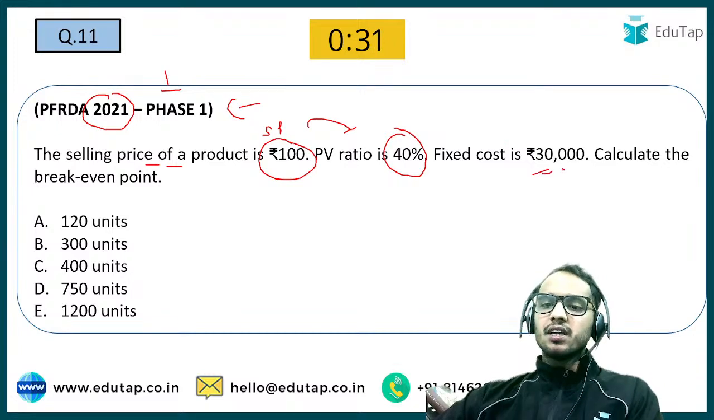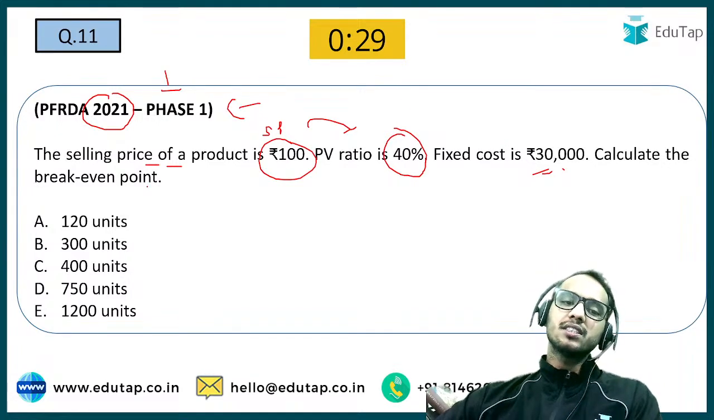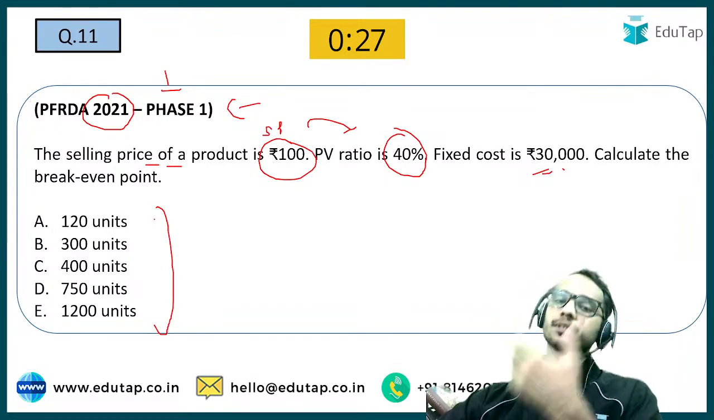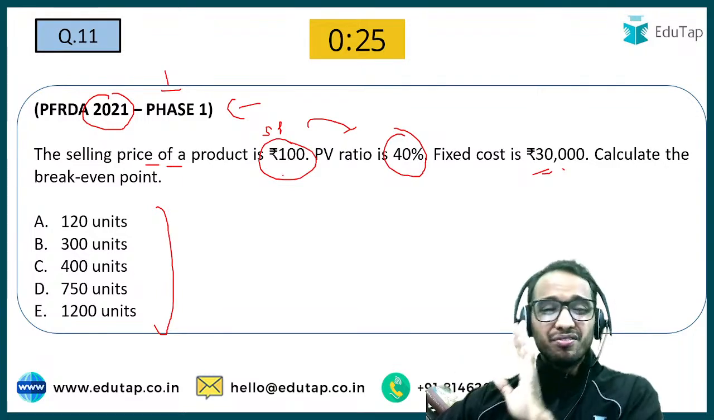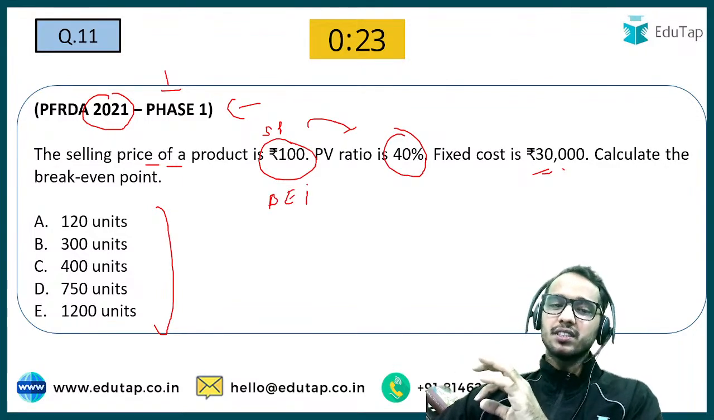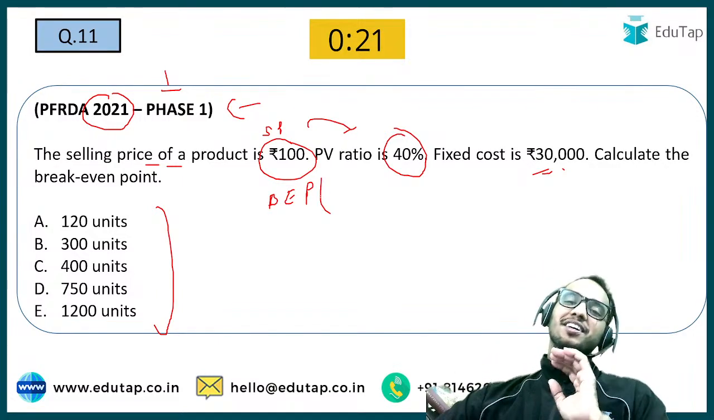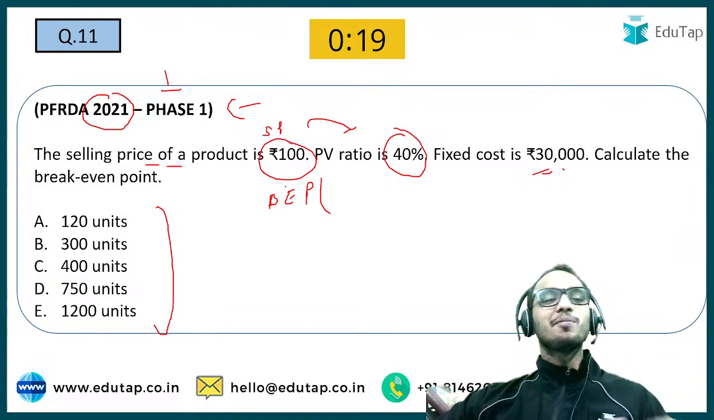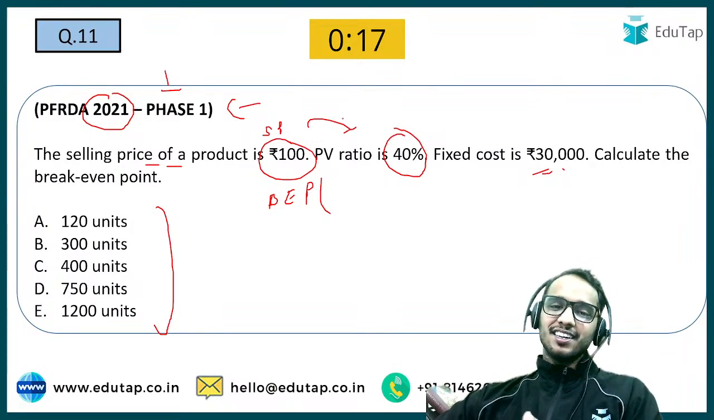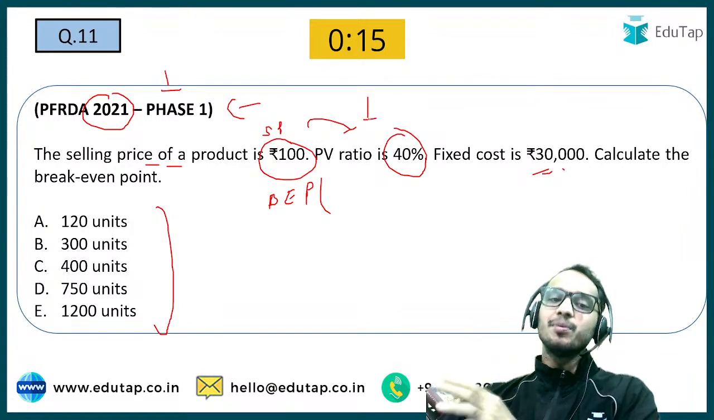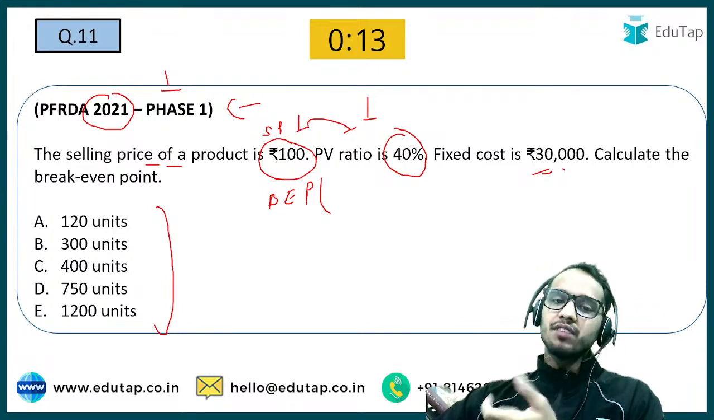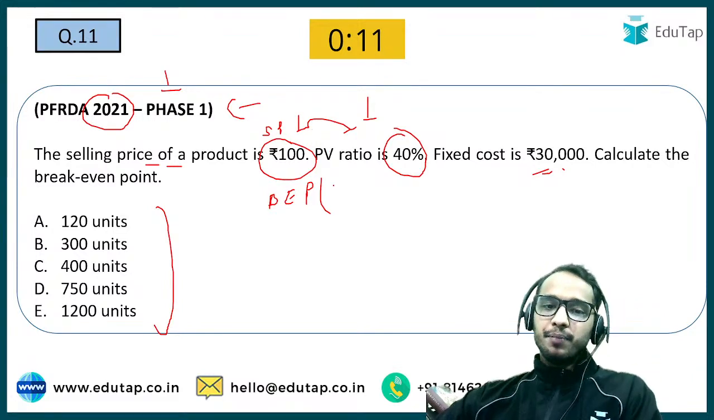Fixed cost is 30,000. You have to calculate break-even points in units, because options have been given to you in units. Very, very easy question. Just now we have discussed that. Whatever questions are getting asked in SEBI and PFRDA, this is copied from there. This question has been exactly asked in SEBI as well. Though the values were different, the concepts were the same.